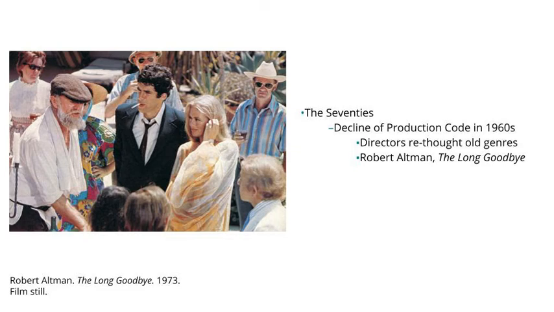The 70s, we've gotten to the 70s. So, in the late 1960s, there was a decline of the production code. It still existed, but it's not as mandatory, and they became a bit more lax. At the same time, directors started really rethinking old genres, like in The Long Goodbye by Robert Altman, a screen grab from which is featured here.